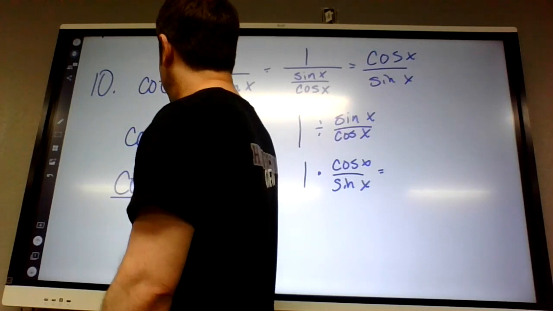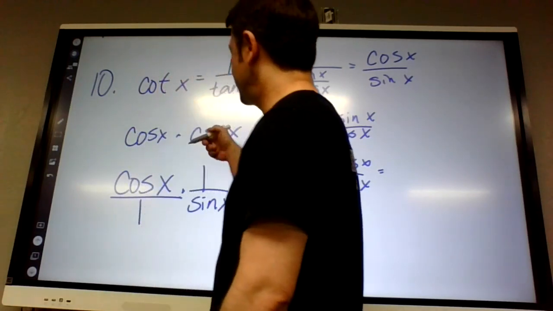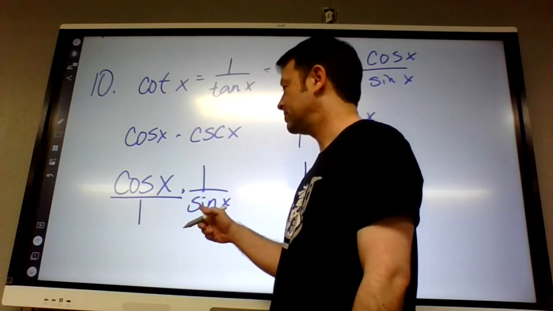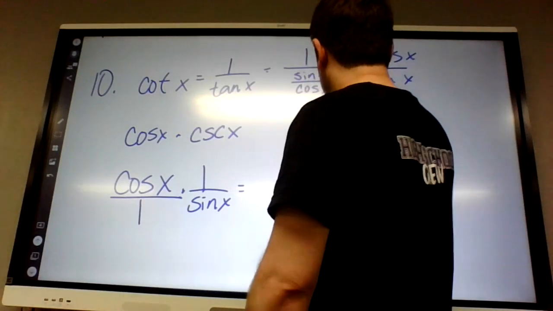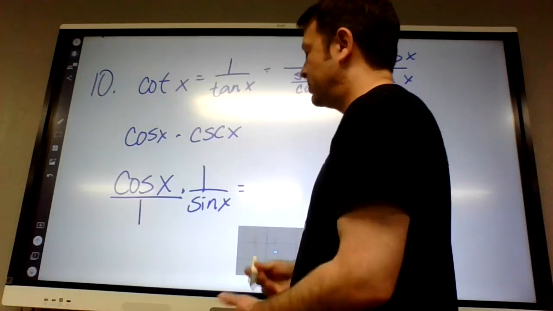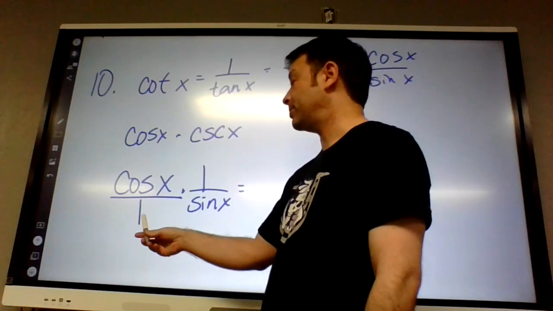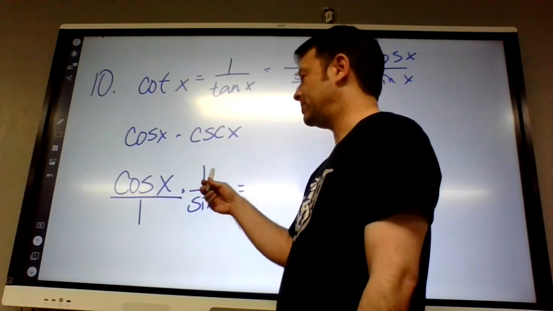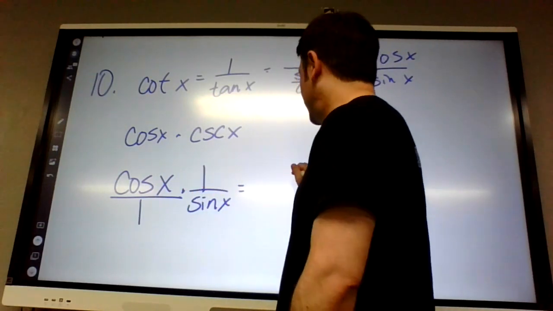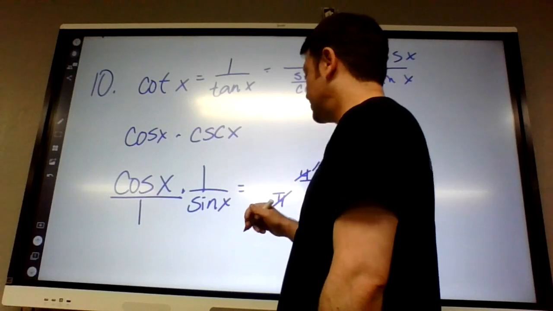It started with cosine times cosecant. This turned into 1 over sine. What's this times this? 2 times 2 would be 4. They cancel out, they're just reducing to 1. So it doesn't really need to do that.